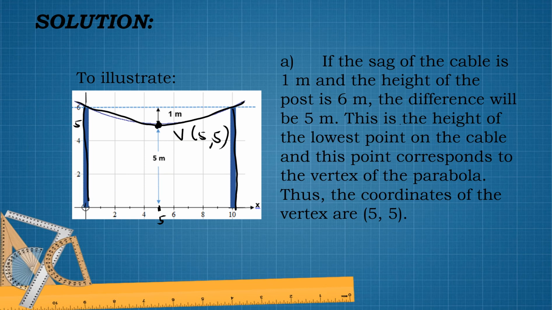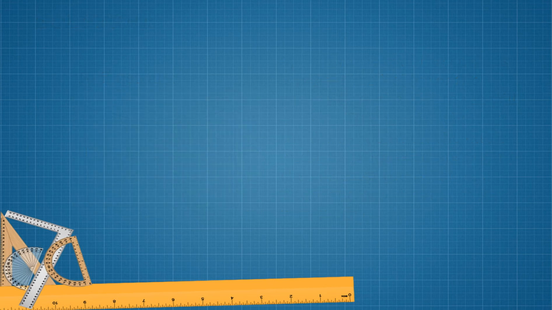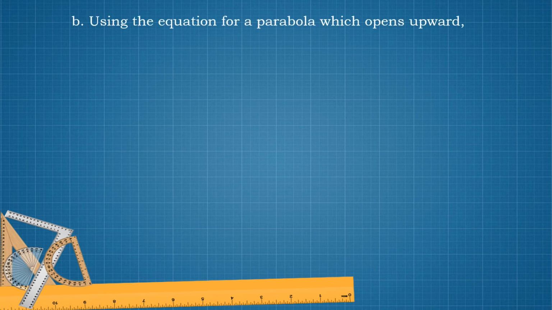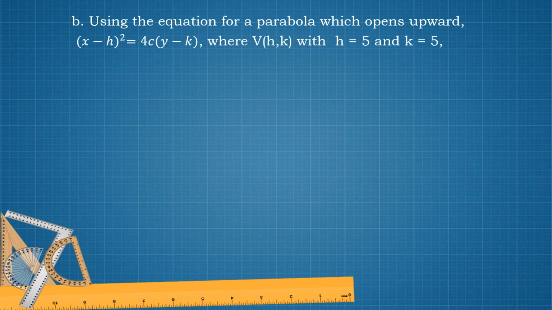The question for letter B is the equation of the parabola. So we use the equation of a parabola which opens upward. Why does it open upward? Because based on the illustration, the parabola opens upward and the vertex is at h, k. Therefore, using the formula for vertex at h, k opening upward, it will be x minus h quantity squared equals 4c quantity y minus k.